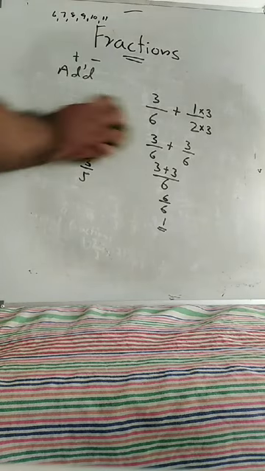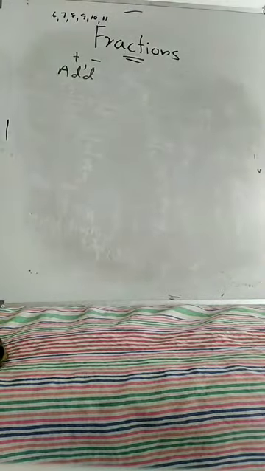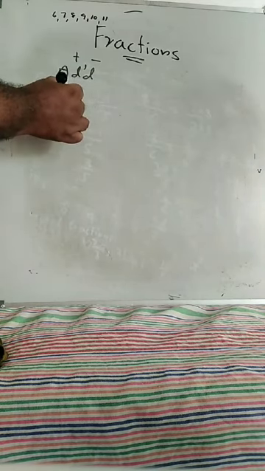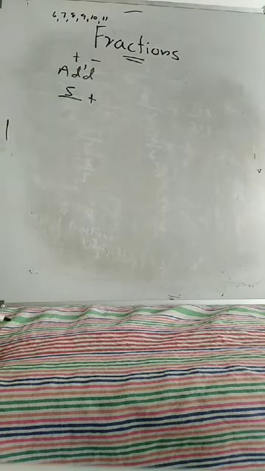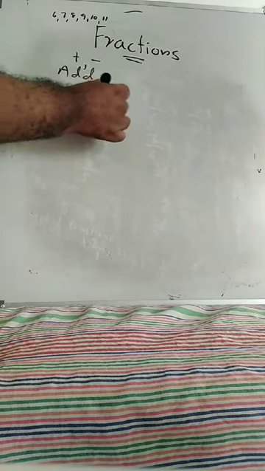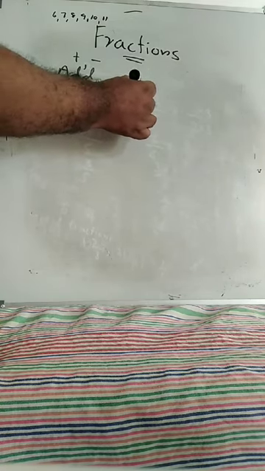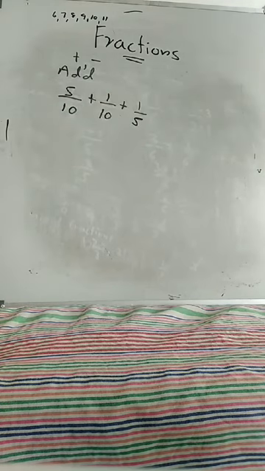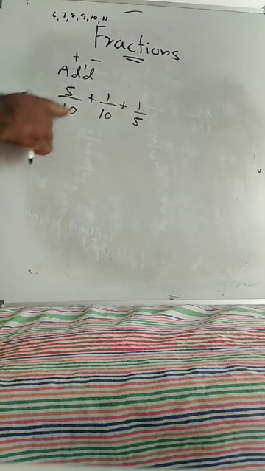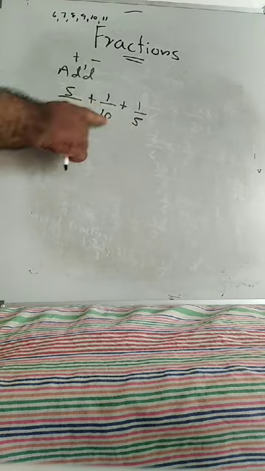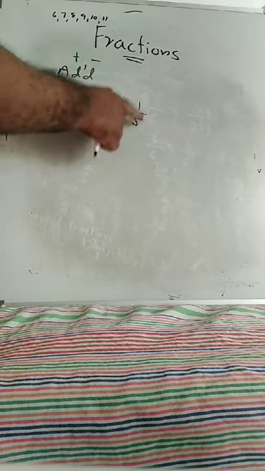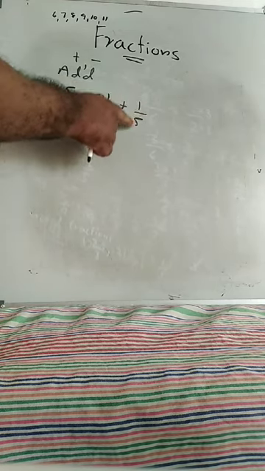Right. Another one. 5 upon 10 plus 1 upon 10 plus 1 upon 5. Here, 3 fractions are there. Among them, 2 fractions have equal denominators, but one is unequal, 5. Then the biggest number is 10, the smallest number is 5. When comparing this, 5 can make 10 when multiplied by 2.